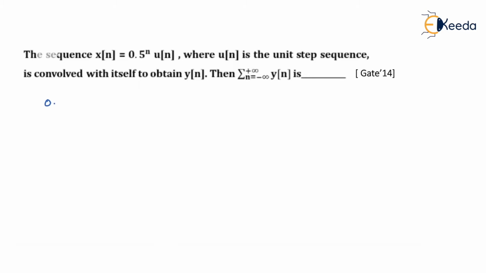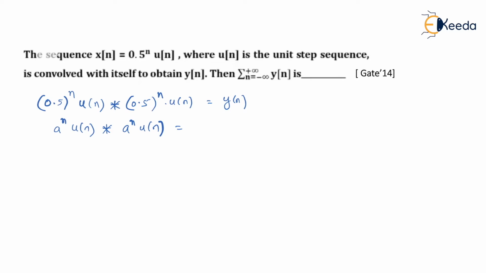So it is like this: 0.5 to the power n u of n convolved with 0.5 to the power n u of n, and this is your y of n. In the last video we have seen this: a to the power n u of n convolved with a to the power n u of n results in n plus 1 into a to the power n u of n. So it is n plus 1 a to the power n u of n, the standard result.